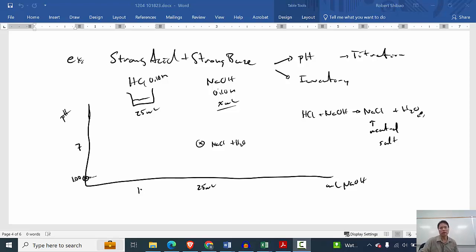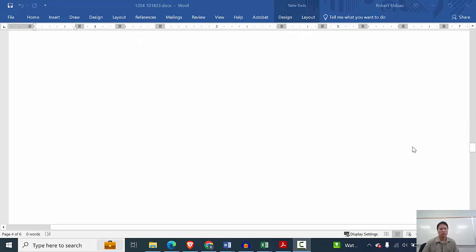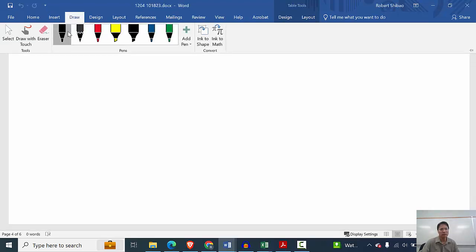For the titration at different points. When we set up a titration, we're going to add different amounts of base. This is a typical titration. We could also titrate a base with acid, that is, put acid in the burette rather than base.